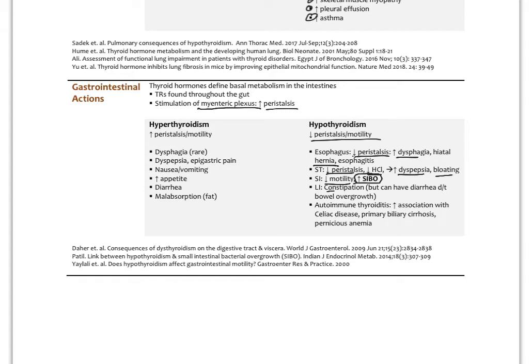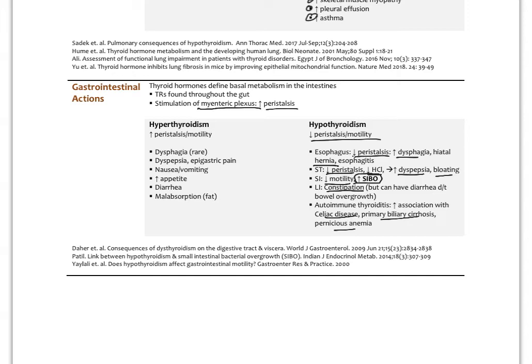In the large intestine, we're going to see constipation, but you can have diarrhea from bowel overgrowth or just the osmotic effect of poorly digested foods. I didn't put the pancreas in here, but with hypothyroidism we typically see decreased pancreatic exocrine output, and we're going to get poor digestion from that. In autoimmune thyroiditis, in Hashimoto's, we're going to see an increased association with other autoimmune diseases like celiac, primary biliary cirrhosis, and pernicious anemia. So we're often going to screen for those in patients we end up diagnosing with Hashimoto's because they are commonly correlated.